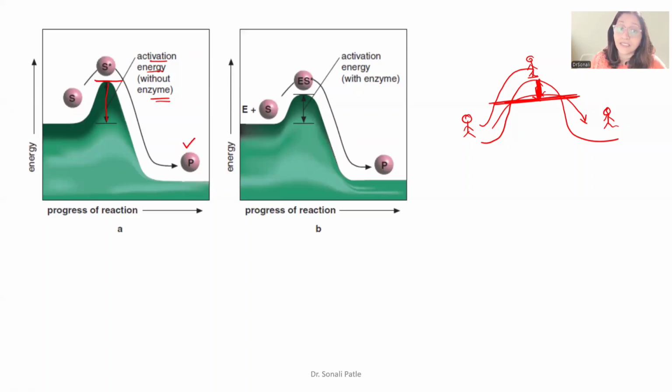While in the other case, you will find that you have added an enzyme now. So let's look at the progress of reaction. Now what happened? If you look at this part here, earlier you required this much energy, but now you just require this much energy. How much? This much energy. So now this is your substrate's energy level and this is your product's energy level. Earlier you required this much energy, but now you just require this much energy.